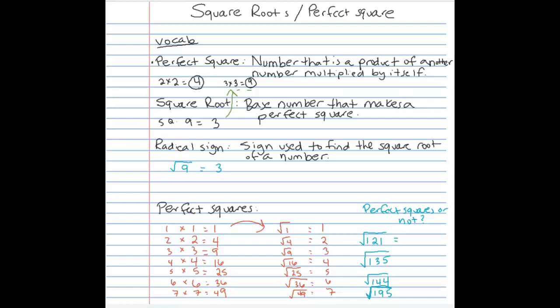Alright, so on my calculator, I'm going to do the square root of 121. I get 11. That is a perfect square. So 11 is not a perfect square, but 121 is. Then we're going to do the same thing for 135 together. On your own, you're going to find it for 144.